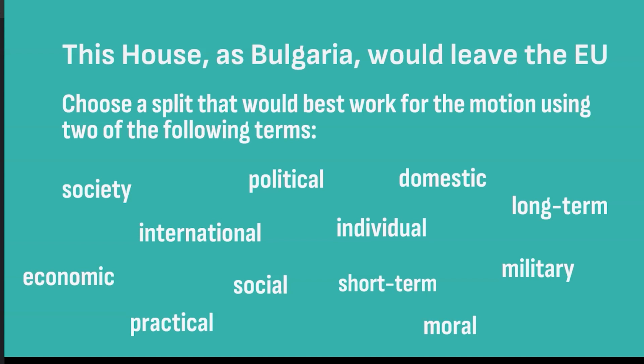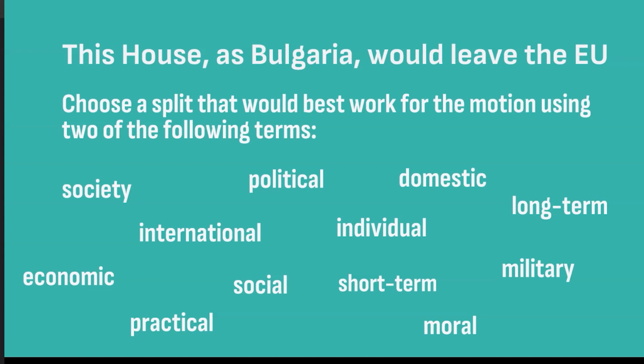Okay, we have a comment. Domestic and international. Yeah, that could be a way that we handle it. We can first look at the way that leaving the EU would affect us on a governmental level, how it would be beneficial for Bulgaria as a country. International level, well, we could use that. I think we should consider the actor of the motion.